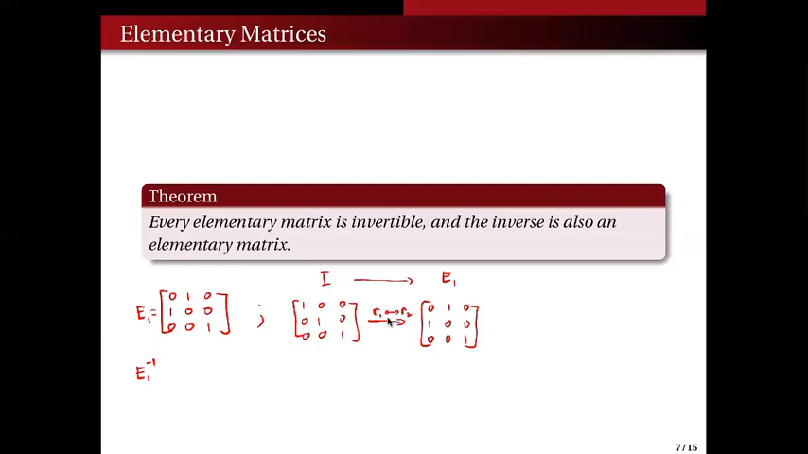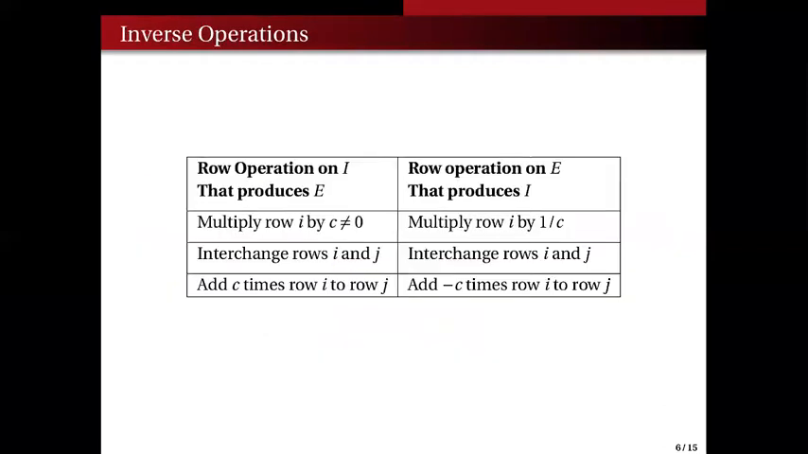So what did we do? Row 1 interchange with row 2. If we go back, this is what we did. This is what we applied on I to obtain that E1. The inverse, you apply this. So it's also interchange rows I and J.